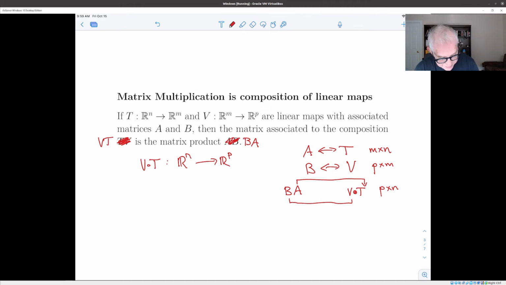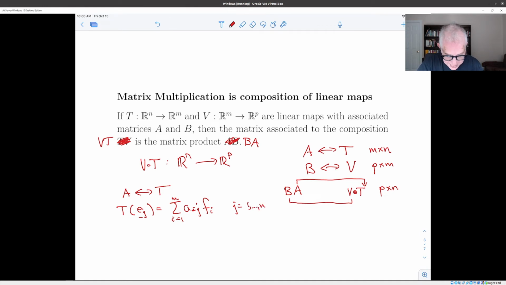So remember that the matrix A corresponds to T. Its entries are given by: you take T of EJ, and you get the sum of AIJ FI as I goes from 1 to M. And this is what's true for J goes from 1 to N. So the EJs are a basis for Rn, the F are the basis for Rm, and we need one more letter. So let T sub k, for k equals 1 to p, be the vectors that give the basis for this Rp.